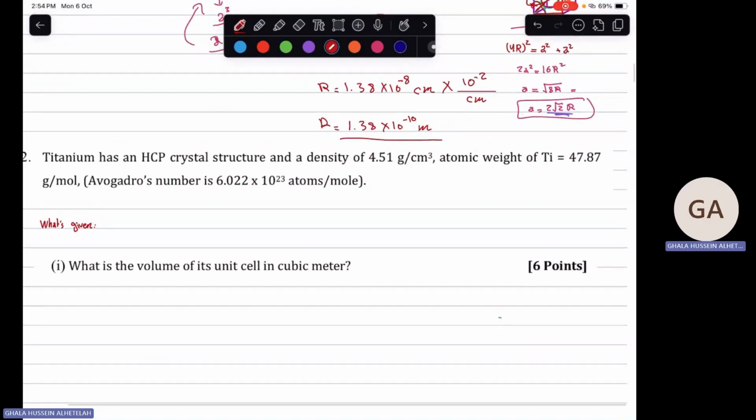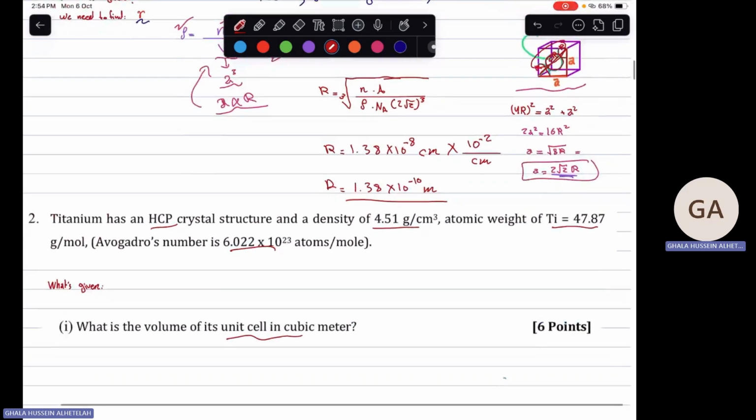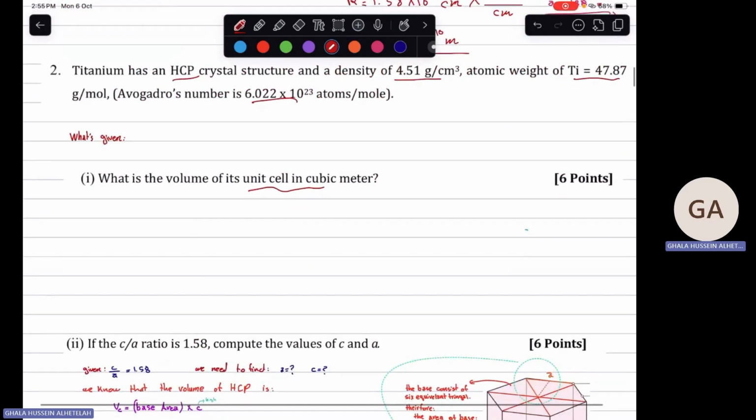He said that titanium has an HCP crystal structure and a density of 4.51 gram per centimeter cube. And he gives us the atomic weight. And also he gives us the Avogadro number. So what he needs in the first part is the volume of its unit cell in cubic meter. Okay, what we can do is basically the same as what we did in the first question.